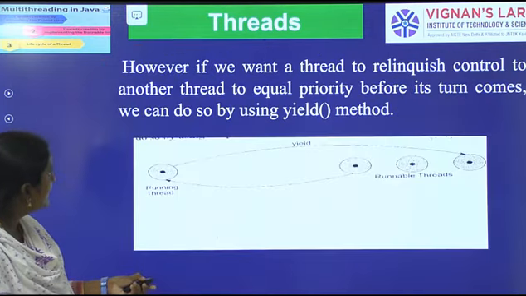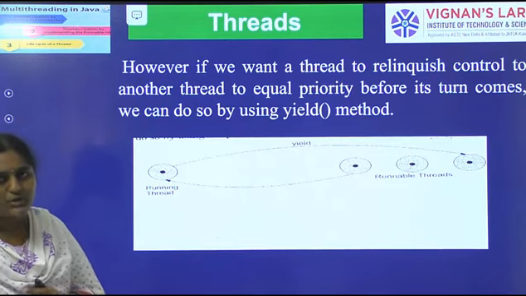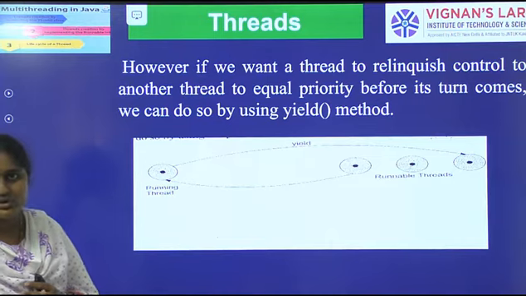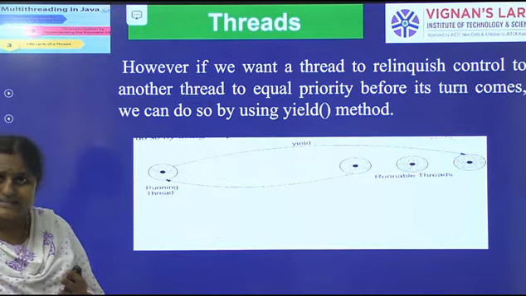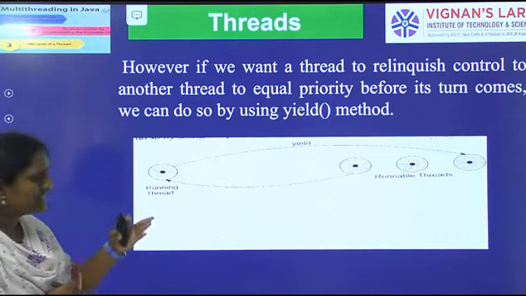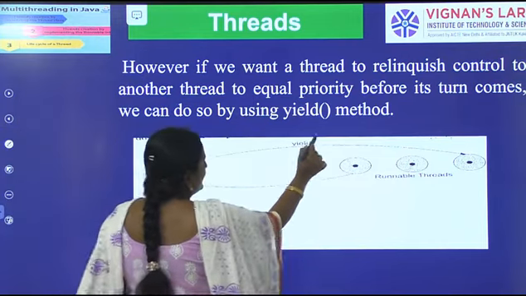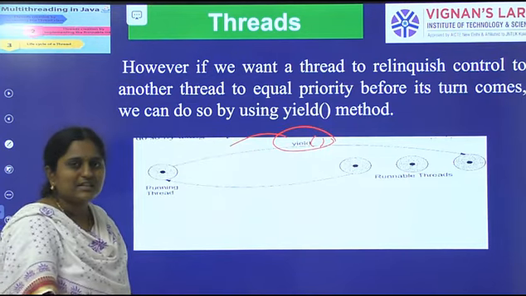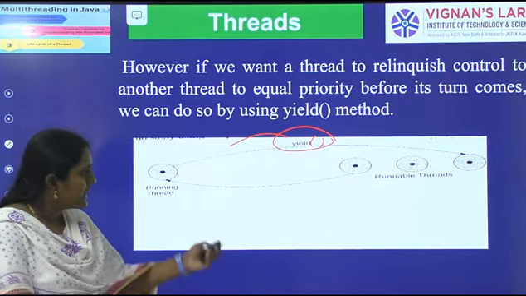Let us see, if we want to pass control to another thread. The yield method pauses the current thread's execution temporarily and allows another thread for execution. So by which method is the thread controlled? By using the yield method. It passes the current thread temporarily and allows another thread for execution. One thread controls another thread using the yield method.